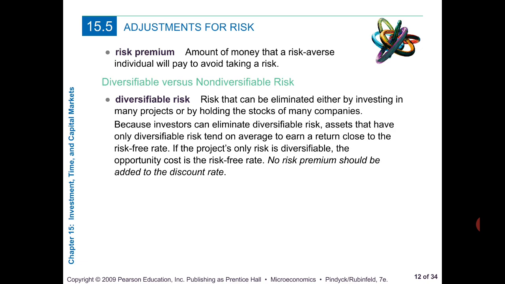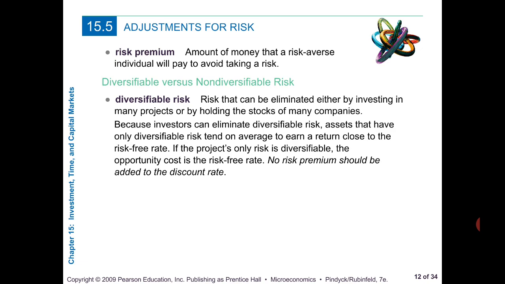Because you cannot guarantee the future, you cannot guarantee what will happen to sales or revenue in the future. So you add that risk premium into your calculations, into your business decision making process. There are two types of risk. One is diversifiable and the other one is non-diversifiable.